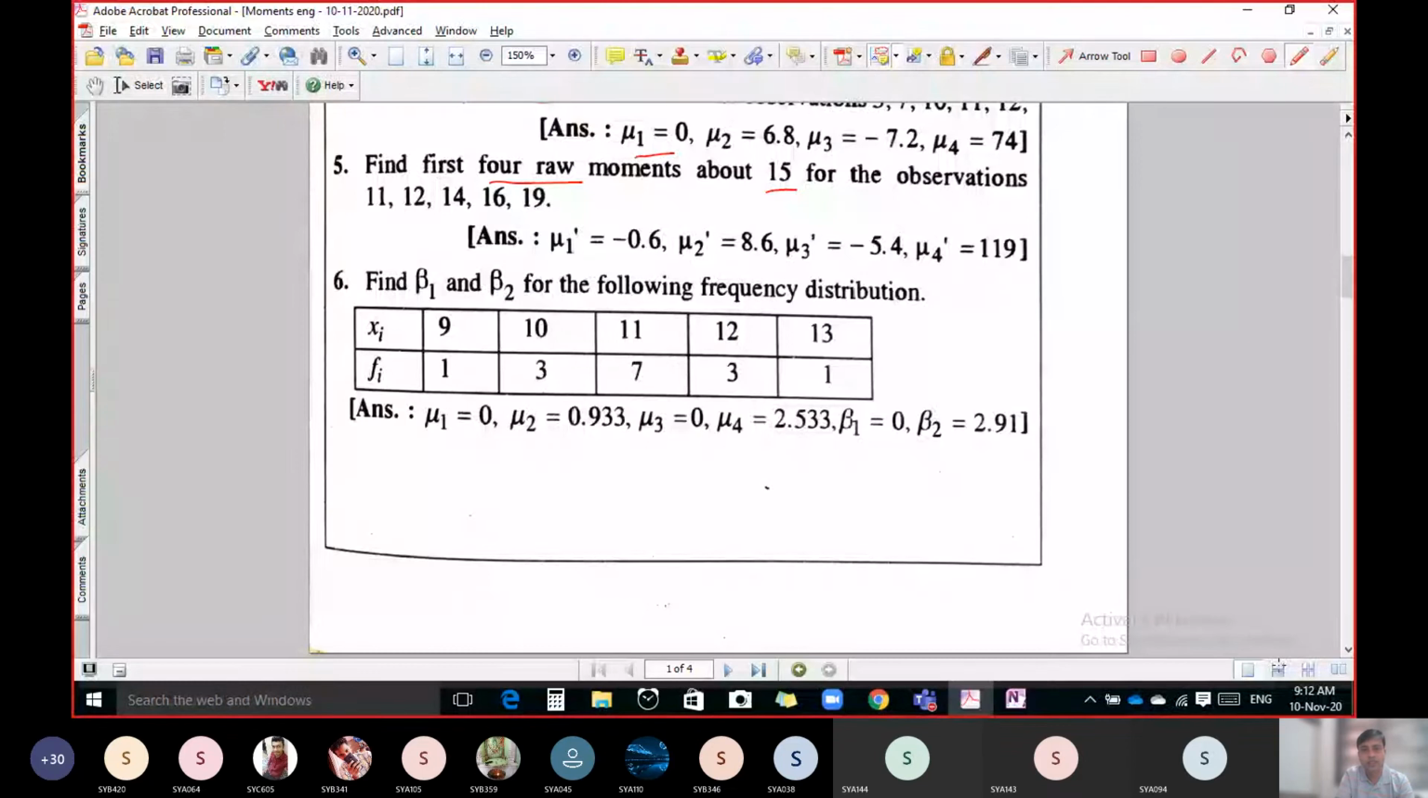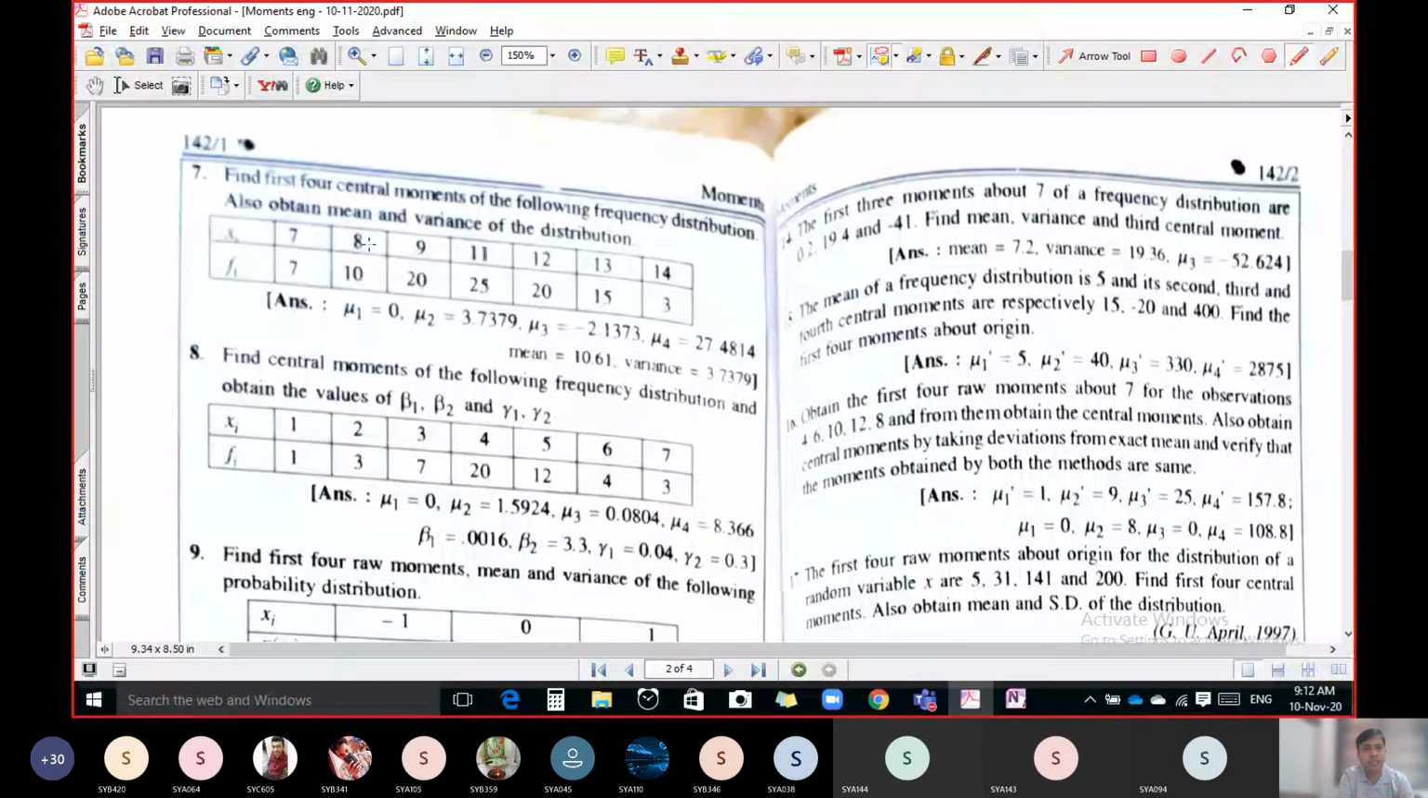Question number 7. It is same like this. See the question carefully. Find the first 4 central moments for the following frequency distribution. So xi and fi is given. So it's almost same like previous question only. Also obtain mean and variance. So see, mean is very easy to calculate. It is sigma fi xi upon sigma fi, and variance is nothing but mu 2. Whatever your mu 2, that is your variance.